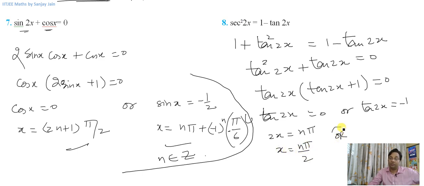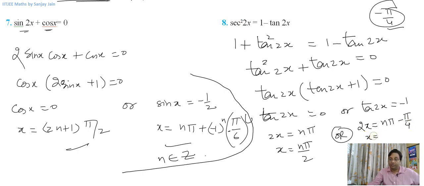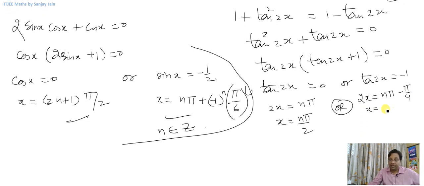Or now look at this. This will be equal to minus 1 at minus pi by 4, right? At pi by 4 it is 1. So minus 1 at minus pi by 4. So let me write it like this. 2x equal to n pi plus alpha, which is minus pi by 4. So minus pi by 4 here. So x will be equal to n pi by 2 minus pi by 8. This is the solution. n belongs to integers.